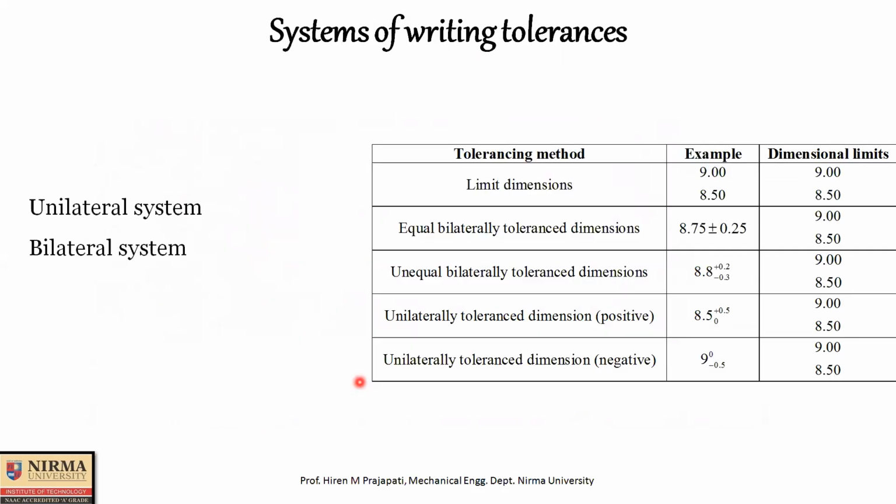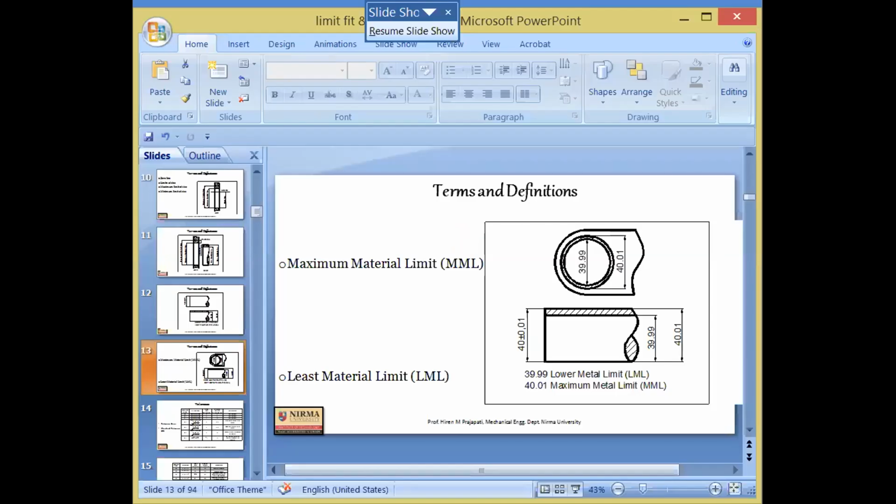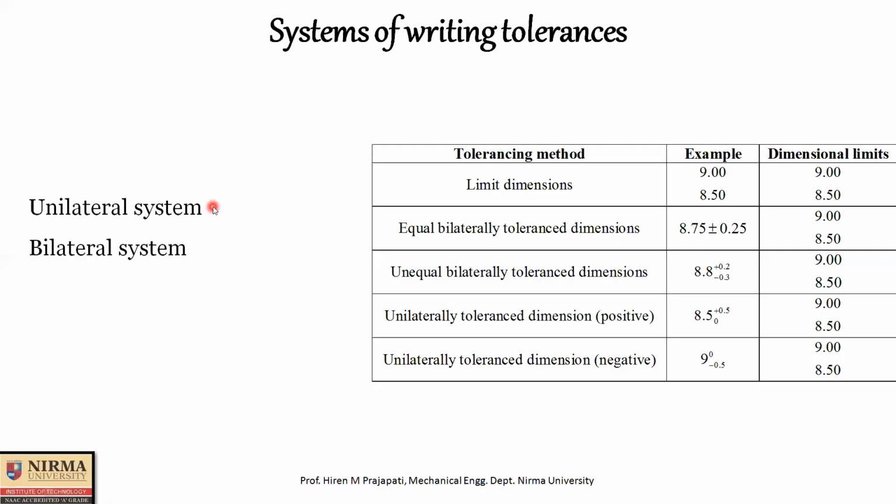Okay, now next is representation of tolerance value, in the system of writing tolerance in drawings. So two ways are there, unilateral and bilateral. If you look here, in the system of writing tolerance, there are two ways to write tolerance. One is unilateral and the second is bilateral.